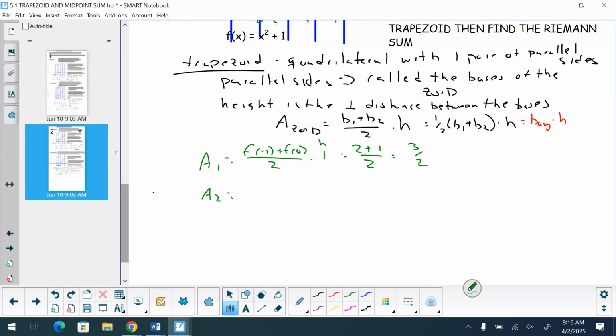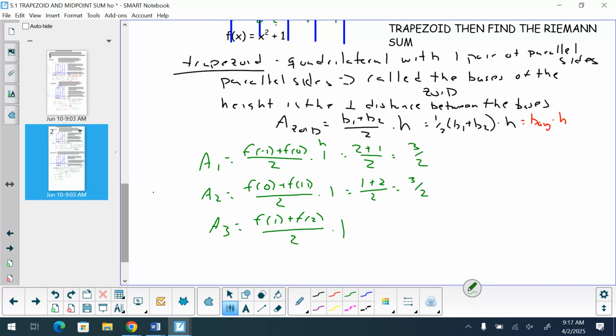Then our A2 is our function value at 0 plus our function value at 1 divided by 2 times our height. So we have 1 plus 2 divided by 2, so we have another 3/2 in there. A3, our function value at 1 plus our function value at 2, divided by 2 times our height. Our function value at 1 is 1 plus 1, which is 2. Function value at 2 is a value of 5. So we have 5 plus 2, 7/2.